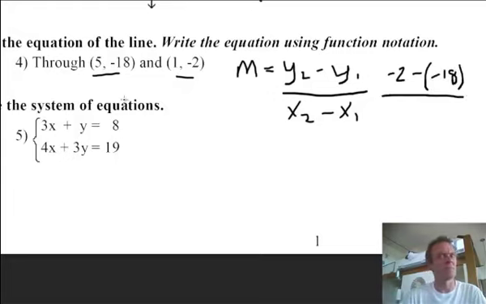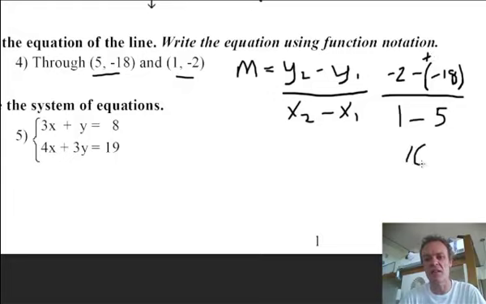All over x2 is 1. Right, 1. Take away what's x1, that's 5. Now remember, this will become a plus, this double negative, so that's negative 2 plus 18, that's 16. Looks like I've got negative 4 on the bottom. So the slope equals negative 4. Okay, that is the slope between those 2 points.